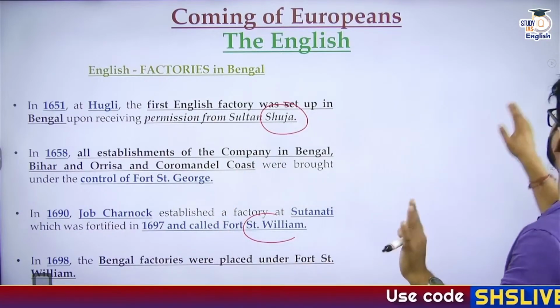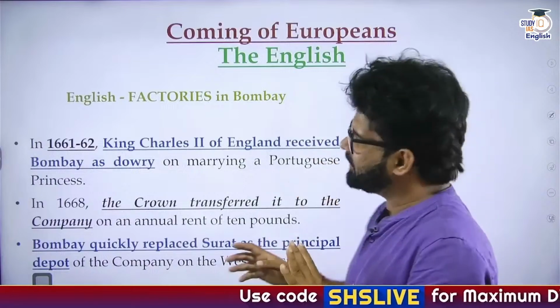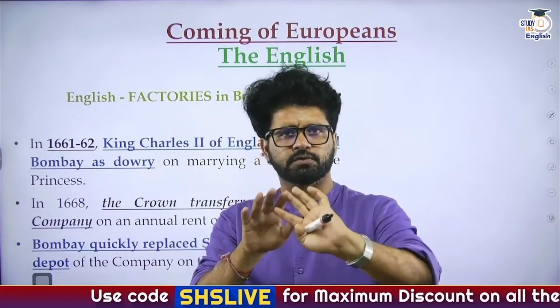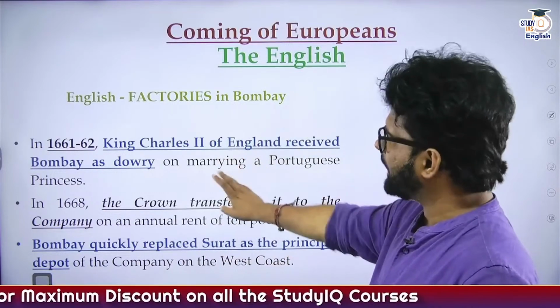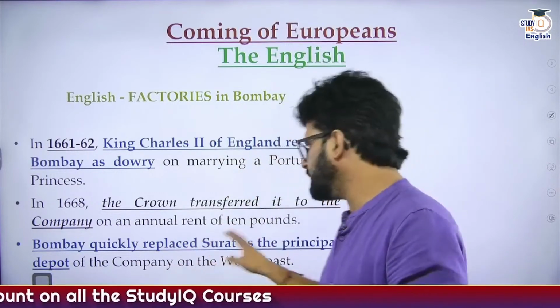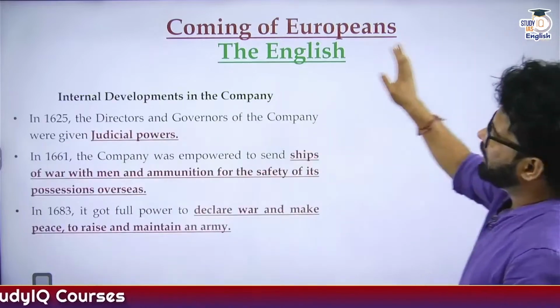Then there will be other forts also, Fort St. David, and so on. You don't have to focus too much on that. Fort St. George and Fort St. William are very important right now from an exam perspective. This Dory thing, we have already discussed why this happened. There is a quid pro quo involved here. We have discussed this. Internal developments.